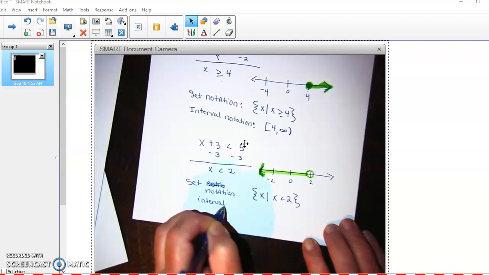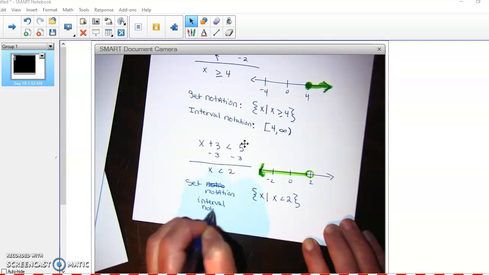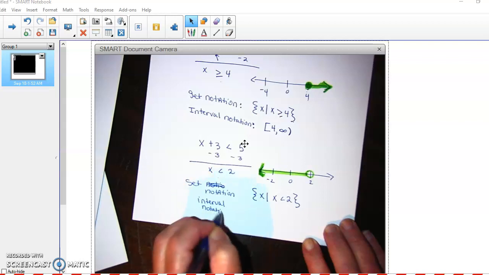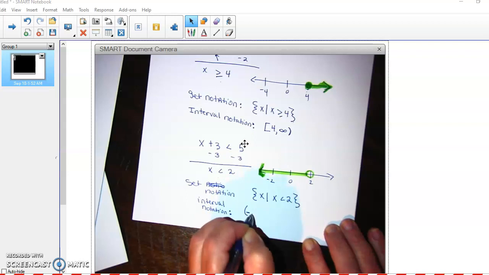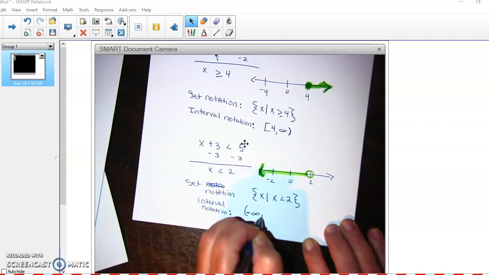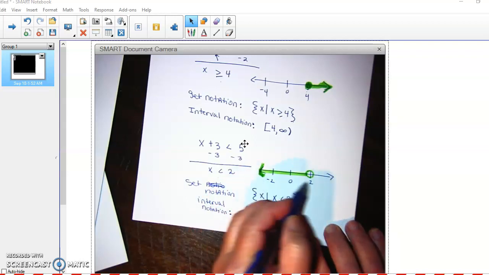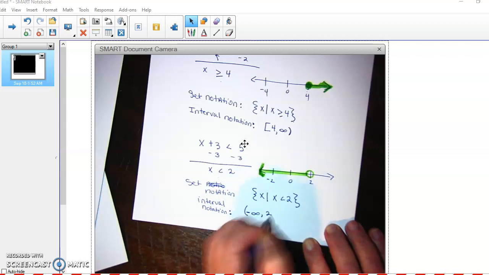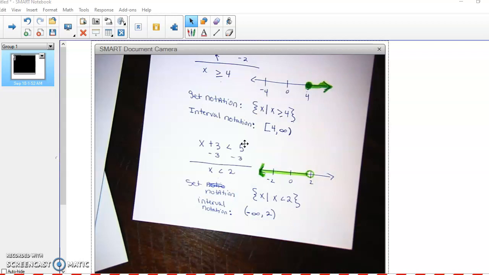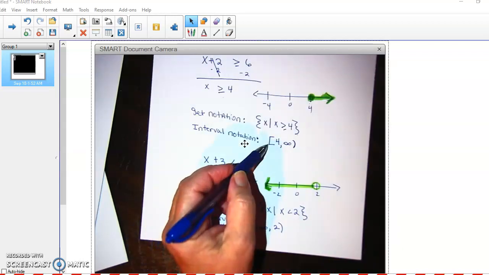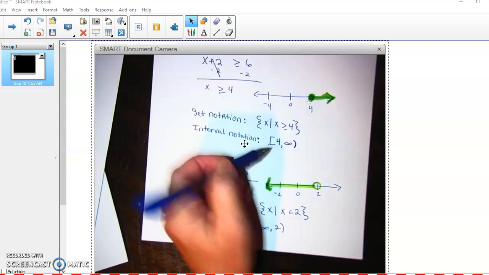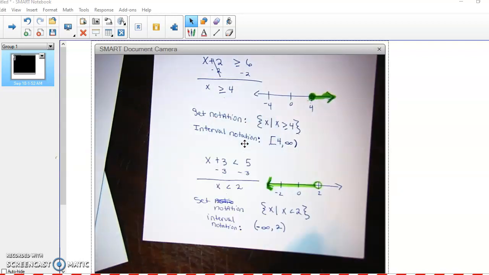remember I said we use parentheses for interval. So parentheses in this graph is going to negative infinity, and it's going and going and going and going, and it's stopping at 2. Well, when the circle is open, we use parentheses. The only time we're going to use this symbol right here is when it's closed. And you never use it on infinity or negative infinity.